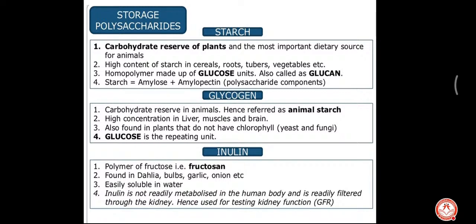Inulin is a polymer of fructose, that's why it is called fructosan. It is found in dahlia bulb, garlic, onion, etc. It is easily soluble in water. Inulin is not readily metabolized in the human body and is readily filtered through the kidney, hence it is used for testing kidney function, that is, glomerular filtration rate.